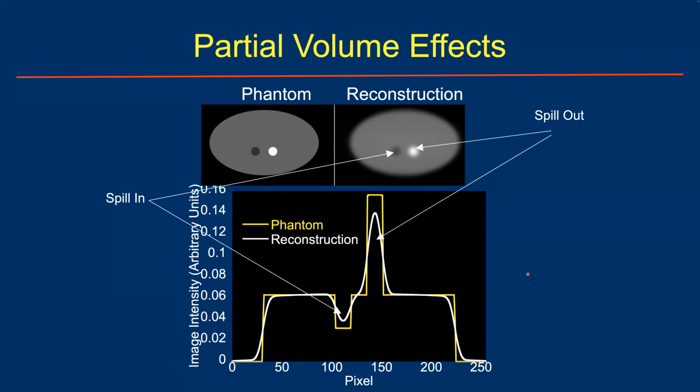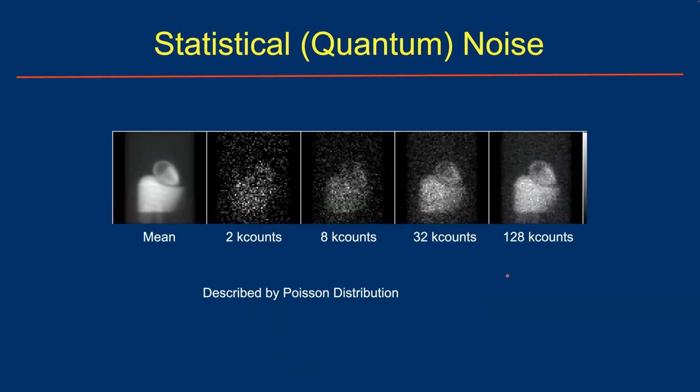Both spill in and spill out can significantly affect quantitative accuracy, especially for objects that are smaller than 2 or 3 times the system resolution, and they need to be compensated for in quantitative SPECT.